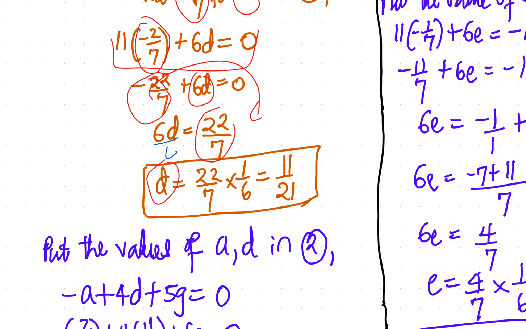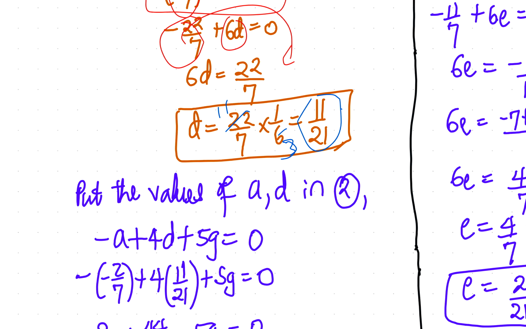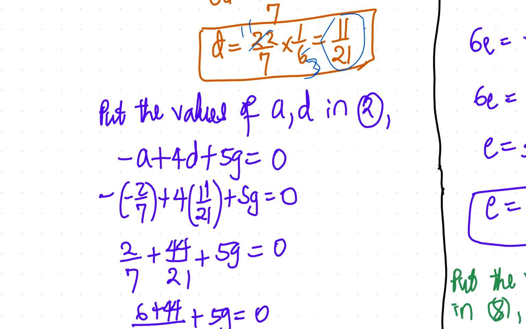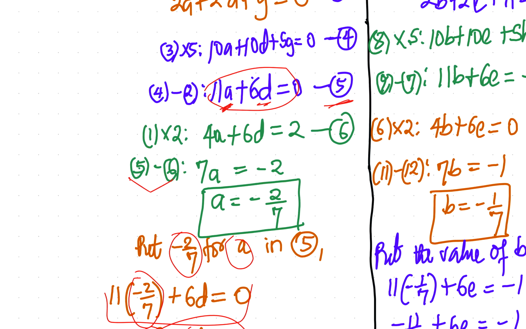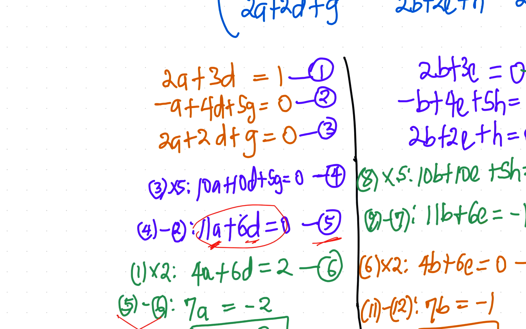So 2 here is 11, and 2 here is 3. So 11 times 1 is 11. 7 times 3 is 21. So D is 11 over 21. So now we have A to be minus 2 over 7, D is 11 over 21. And then you can now put the values of A and D in equation 2. Actually, you can put it in 2 or 3, because now we are looking for G. We already have A and D. So you have G here, you have G here. So you can use either of the two. But like I told you, I always look for the one that is easier.